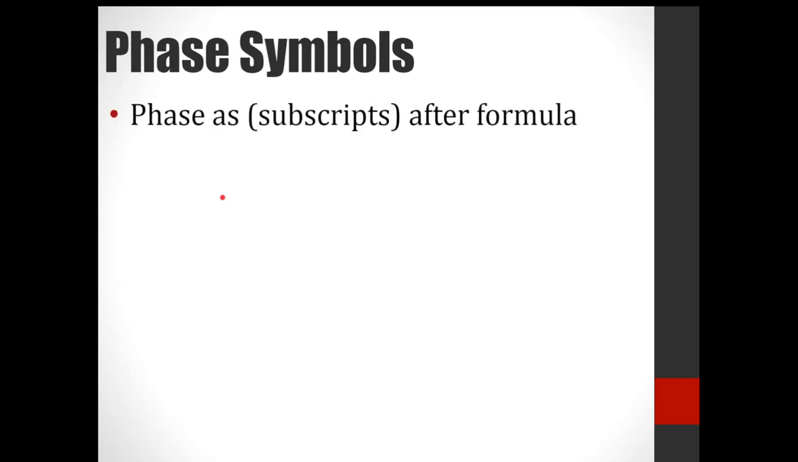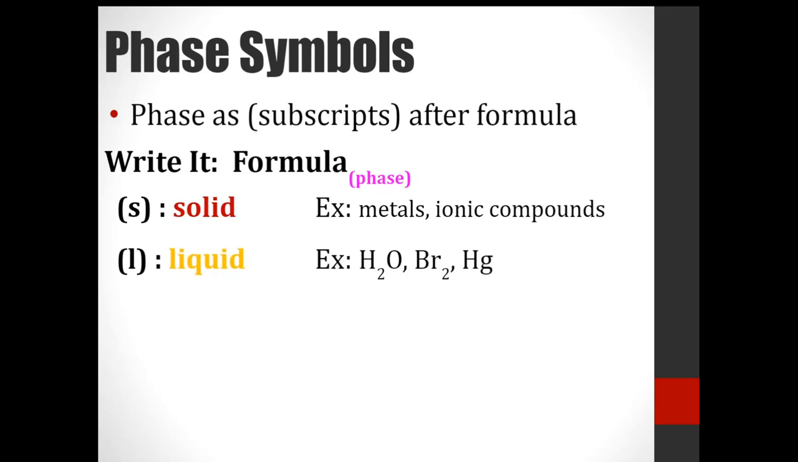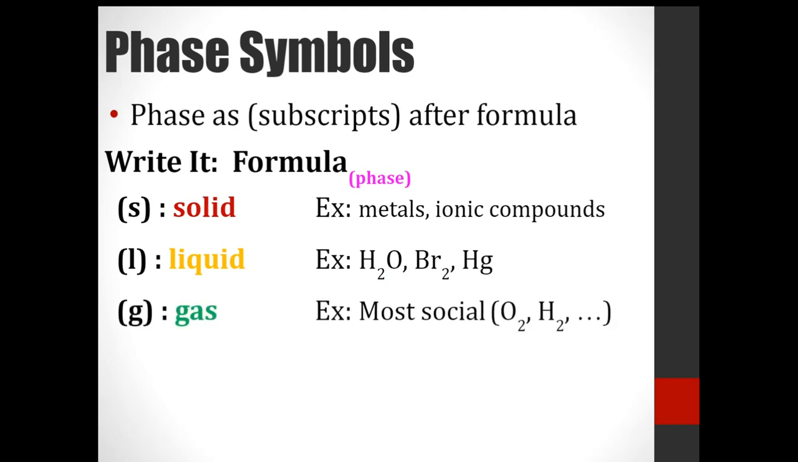Phase symbols. Phases are parentheses subscripts after the formula. You write the formula, and then after the formula in parentheses, you write the phase, which will just be a letter or two. S is for solid. Metals and ionic compounds are solid unless specified otherwise, except for mercury, which is a liquid unless specified otherwise. L is a liquid: water, bromine, mercury. There's actually not a lot of chemical liquids out there. Most liquid-looking things are actually the 4th one, which we'll get to. Gases are G, and that's most diatomic elements, oxygen, nitrogen, chlorine, as well as things like carbon dioxide.